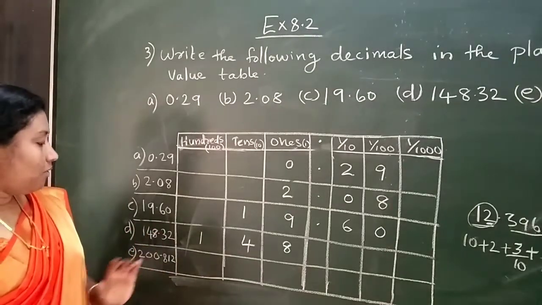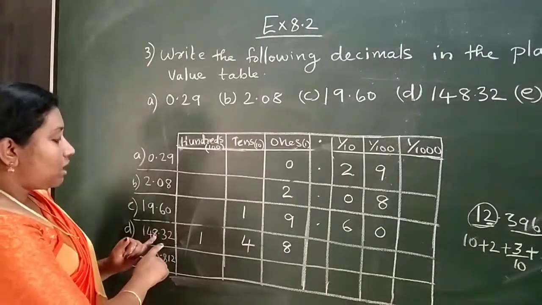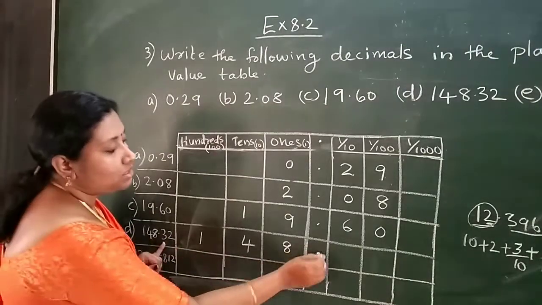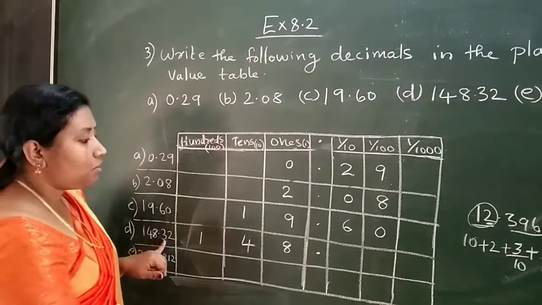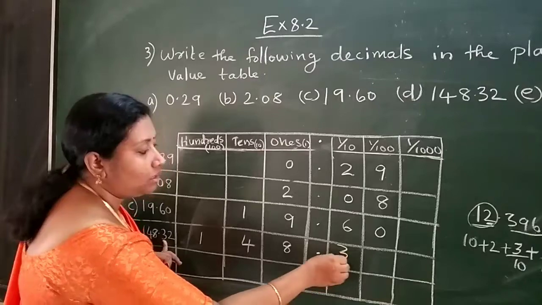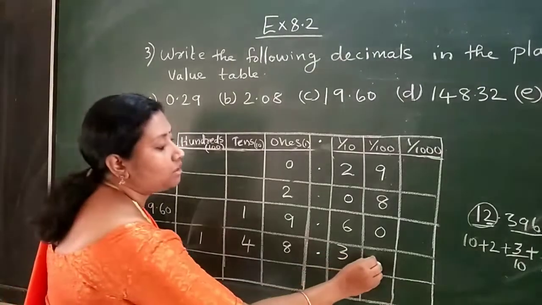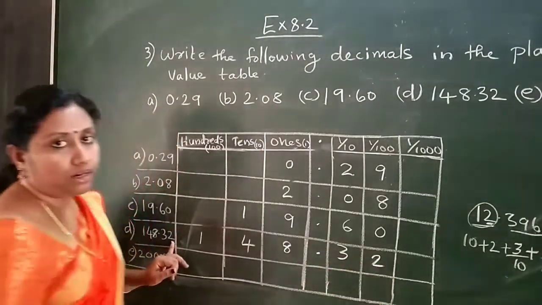Then there is the decimal part. In that decimal part, there are 2 digits. So the first place is 1 by 10th. Second place is 1 by 100.